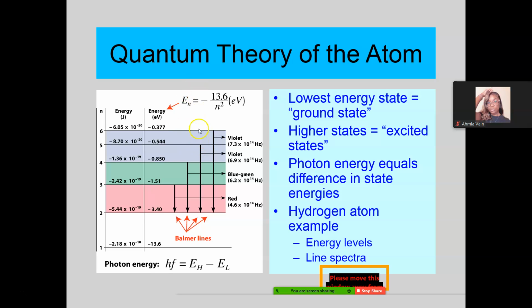And then when they fall down from these states, that's what gives you those spectra. This is that red spectra that we saw for hydrogen. This is the blue-green spectra. That's the lower level violet. This is the upper level violet. Okay? As they go down to the ground state for hydrogen, the photon energy equals the difference in the state energies. And the states are called 1, 2, 3, 4, 5, and 6.